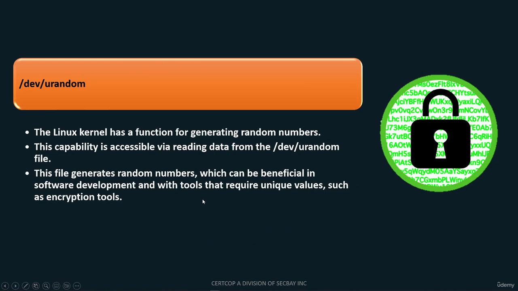Then you have /dev/urandom, which is basically a function for generating random numbers, otherwise called a pseudo-random number generator, usually utilized for software development, cryptographic purposes, and encryption tools. It basically reuses the internal pool to produce pseudo-random bits, provides an interface to the kernel's random number generator, and has major device number 1 and minor device number 9.